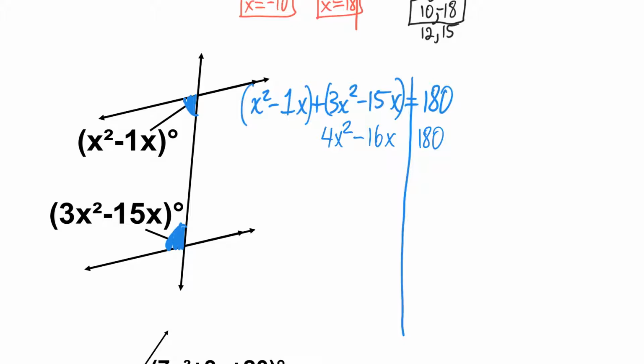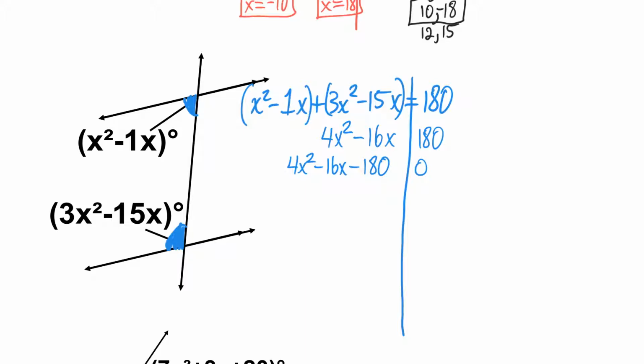Now, we're in the same place we were on the last one. I can't cancel out the x squared. I can't cancel out the x. So I'm going to have to do something else. I'm going to move this over, 4x squared minus 16x, and subtract 180 from both sides. So I'm going to have a negative 180 on the left side, and if I take 180 from the right side, that's just going to leave 0 there.